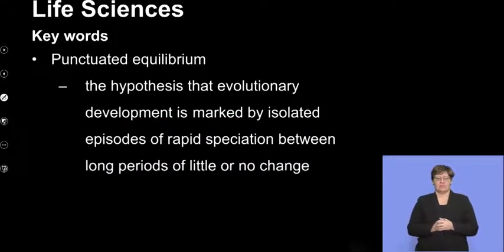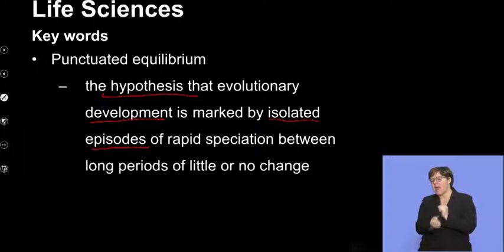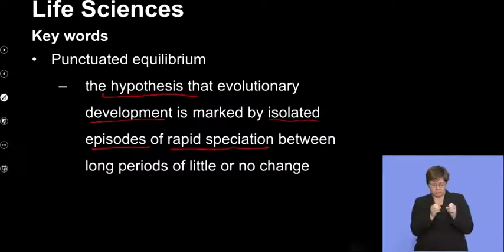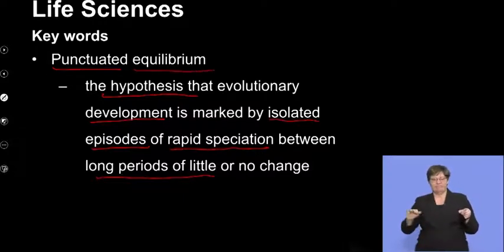All right, and then another theory that we're going to have a look at is punctuated equilibrium. Actually, it's a hypothesis that evolutionary development is marked by isolated episodes of rapid speciation between long periods of little or no change. And this is where the term punctuated comes from. Punctuated means that there are breaks in between, and equilibrium means balance or equal.